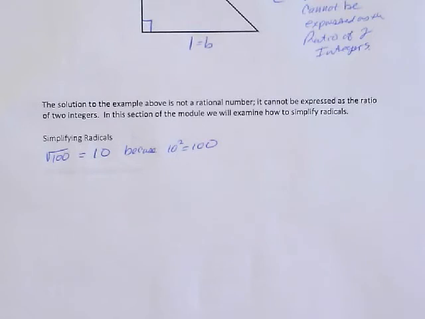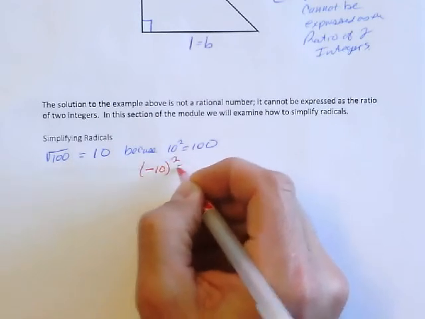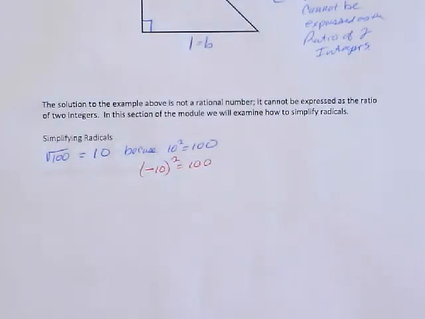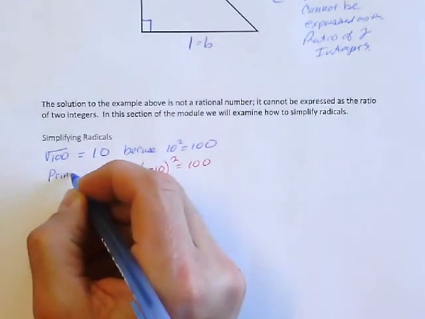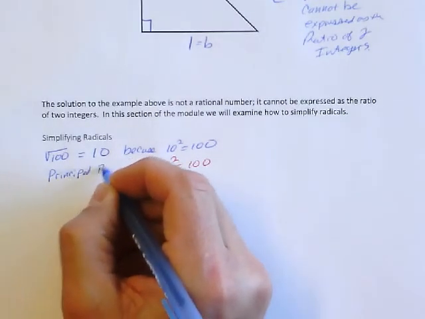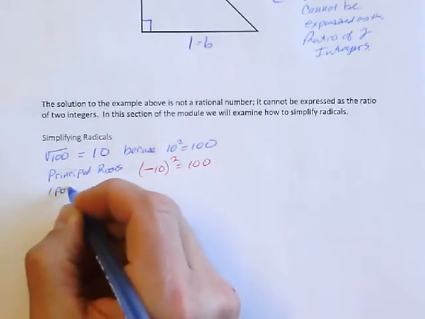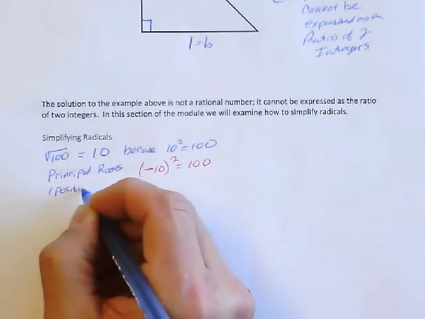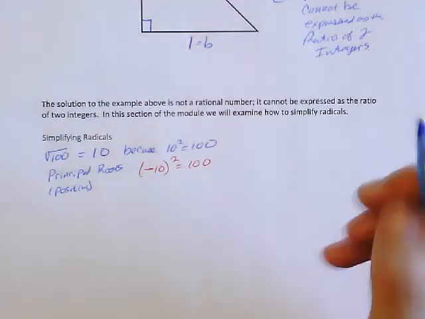I didn't forget negative 10. I'm just not including it. Because somebody's at home saying, well, if you do negative 10 squared, that also gives you 100. So why can't it be both? The reason it can't be both is because we're looking only for principal roots. The principal root is the positive root. We're only interested in the positive root.